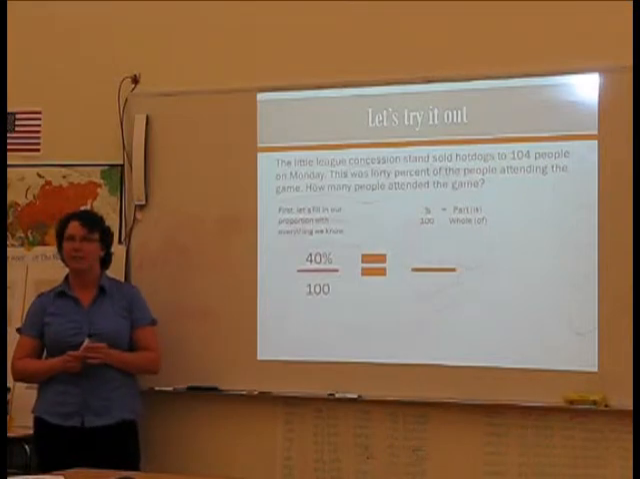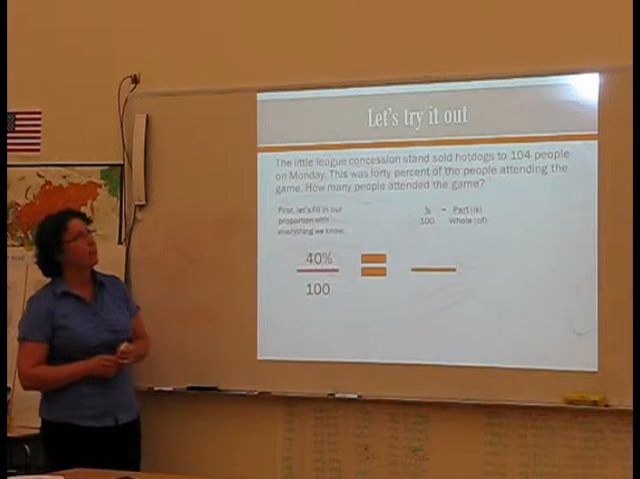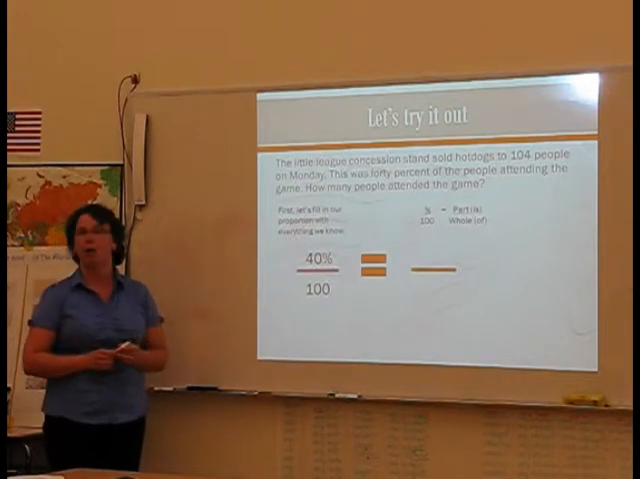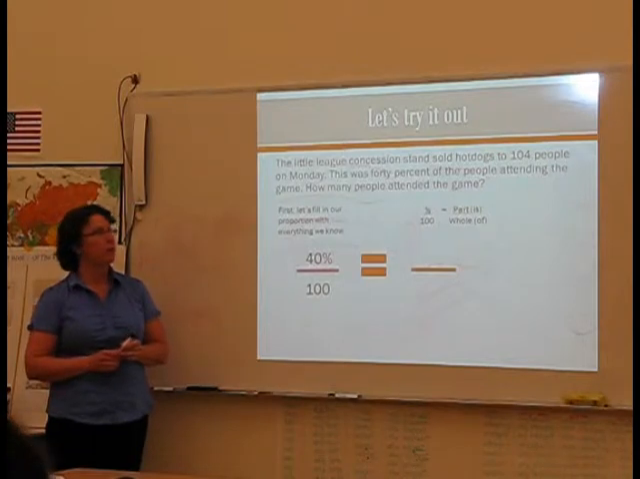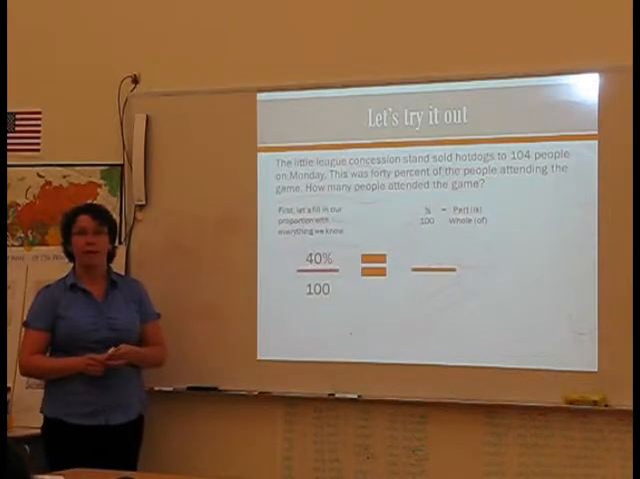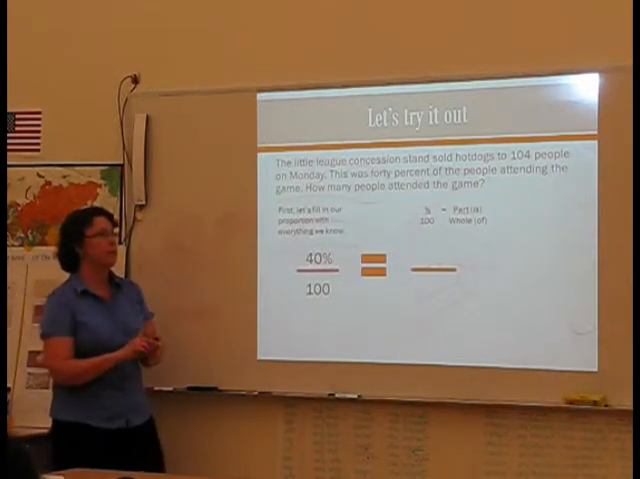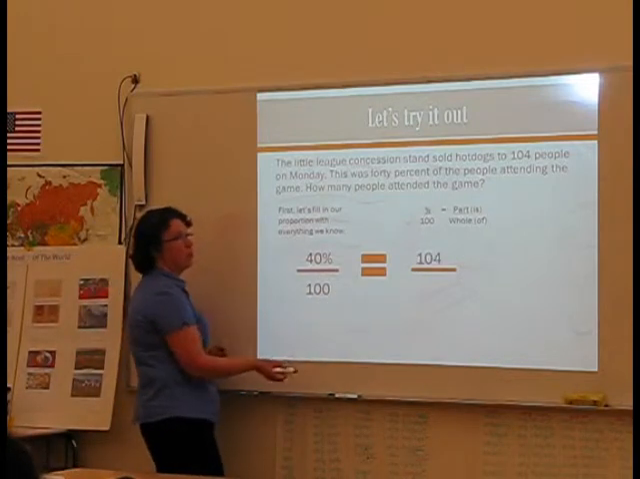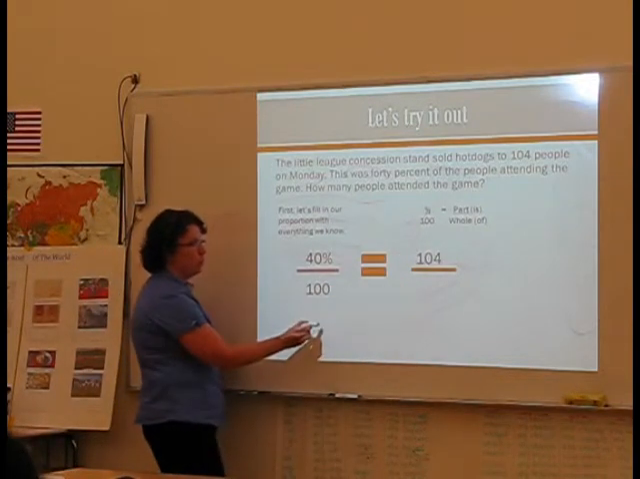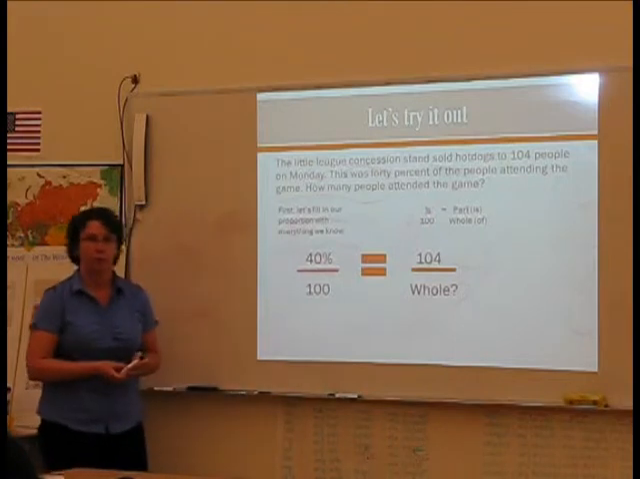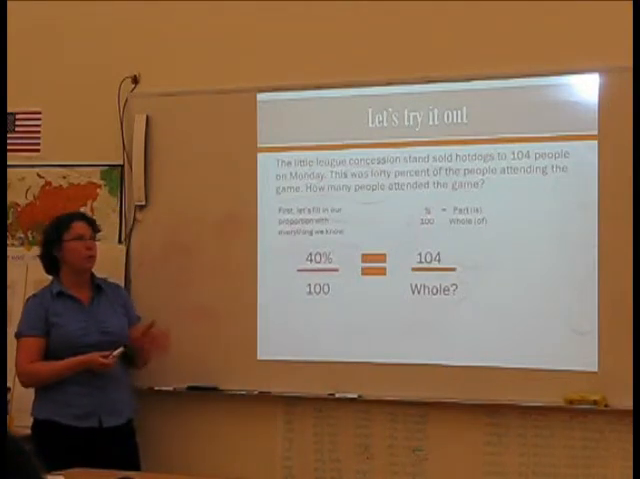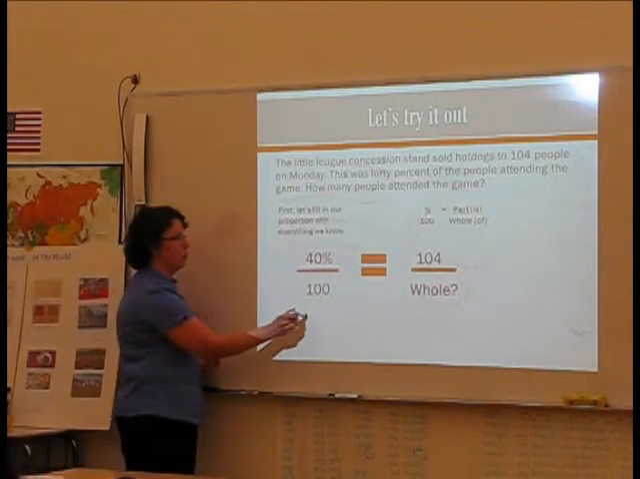Oh, I hear some conflicting answers here. It's the part, yes. The Little League concession stand didn't sell hot dogs to everybody. It only sold hot dogs to 104 people. What they want to know is, who's everybody? How many total people attended the game? So 104 is the part which goes on top, and what we don't know is the whole. So think carefully when you have to determine which is the part and which is the whole.